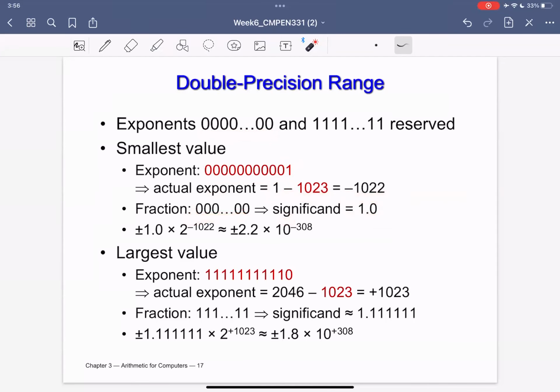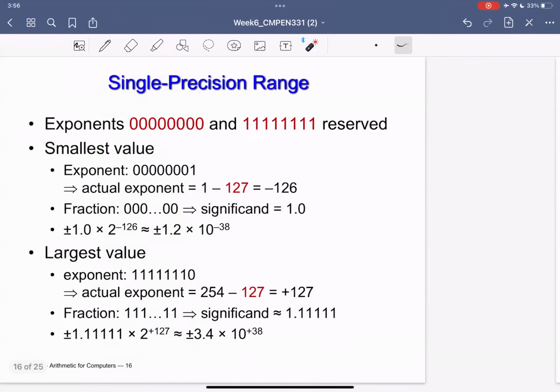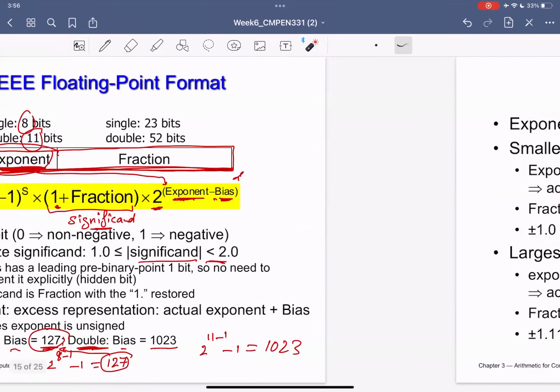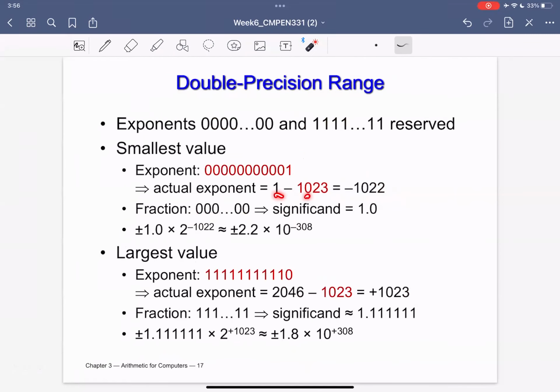And then the whole number will be the significand, multiplied by 2 to the power of the actual exponent. The actual exponent is the exponent minus bias, which is that. So the significand multiplied by 2 to the power of the actual exponent, which is that one, plus or minus depending on the sign. What is the largest value?